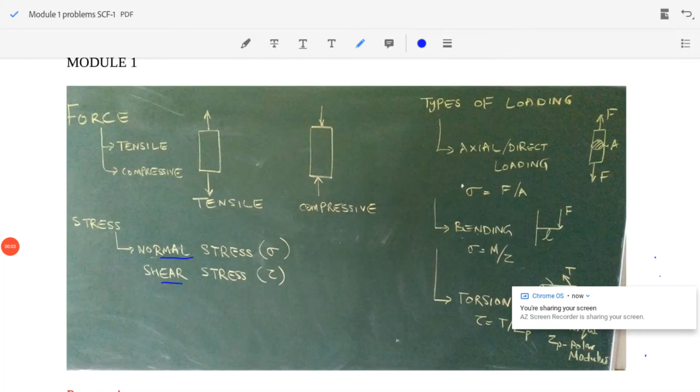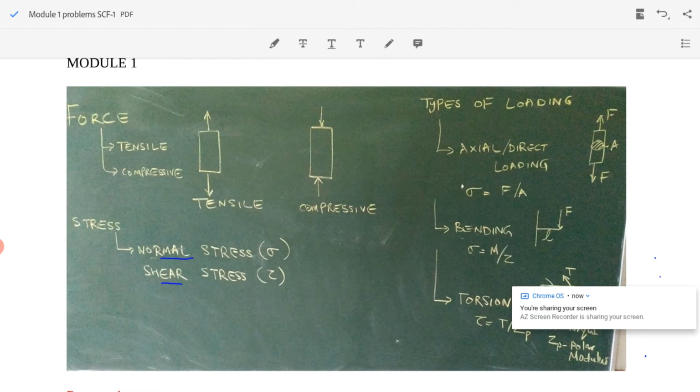So dear students, the force acting on a body can be either tensile or compressive. By applying the force on a body, it produces internal resistance, which is classified either as normal stress or shear stress. This depends upon the type of loading. Which are the different types of loading?